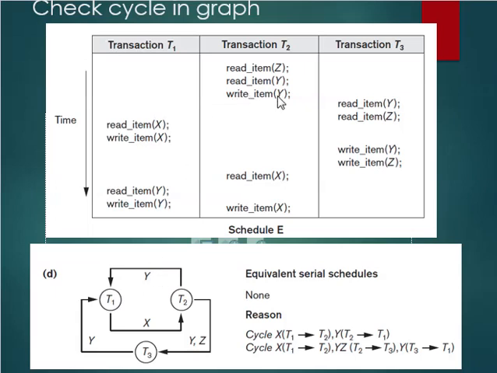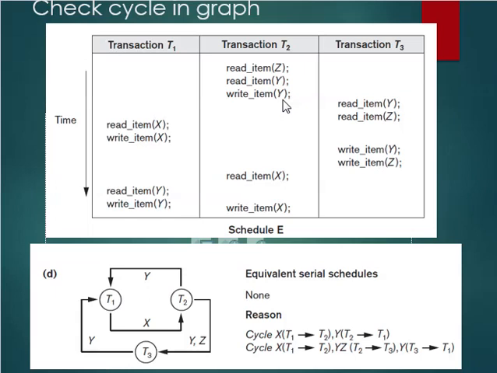Then the next, third operation, write item of y. Write item of y is there in T2, and transaction T3 also contains read item of y followed by write item of y, and transaction T1 also contains read item of y and write item of y. Already we drew the edge from T2 to T3 and T2 to T1, so no need to draw again. It's already there. And the fourth operation in the schedule is where we switch to T3.